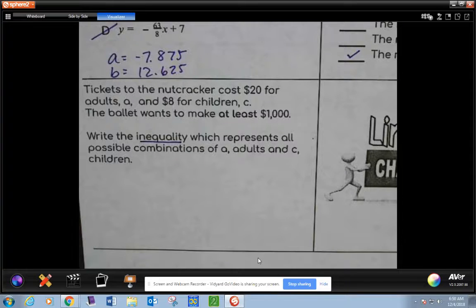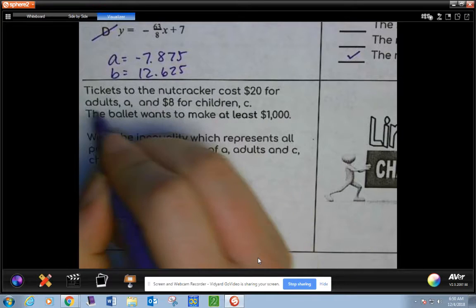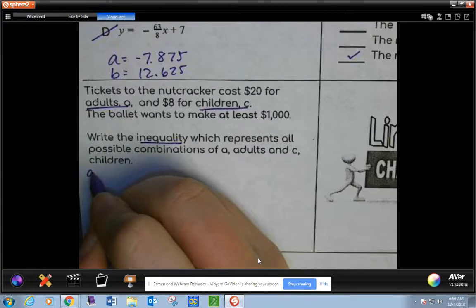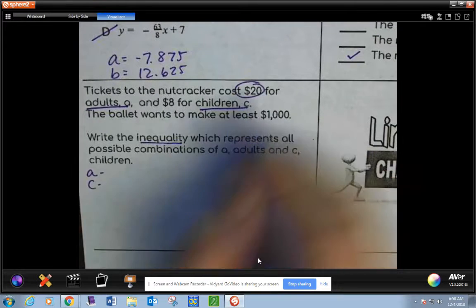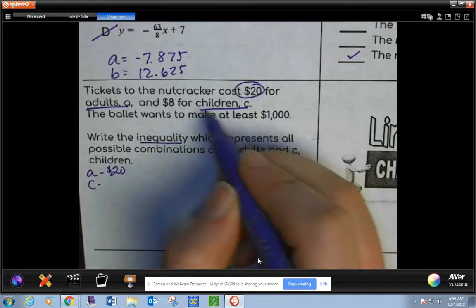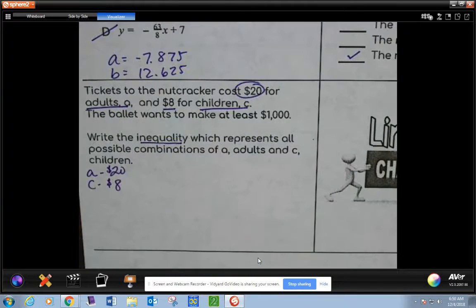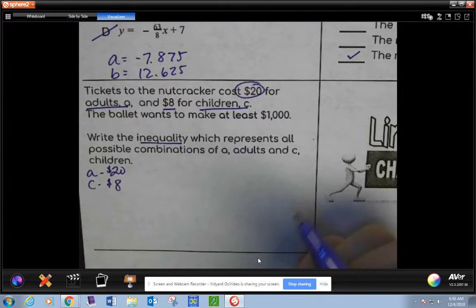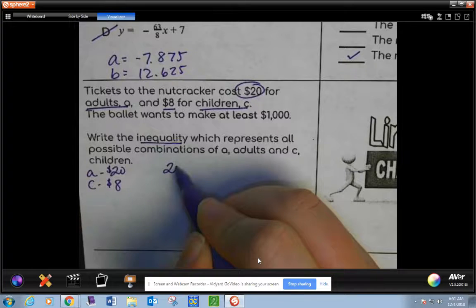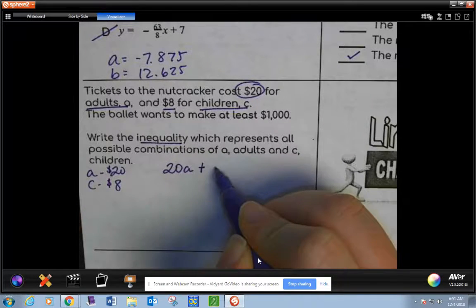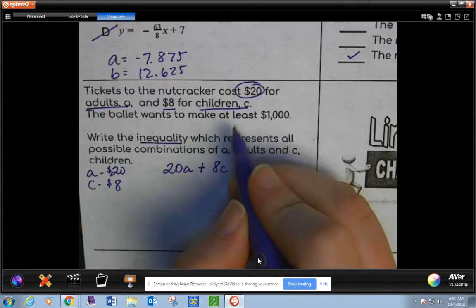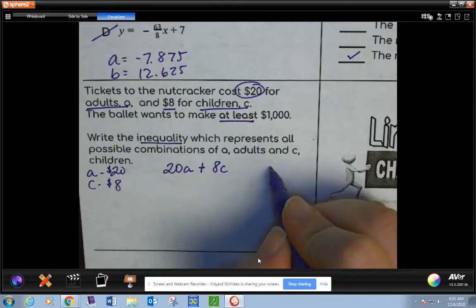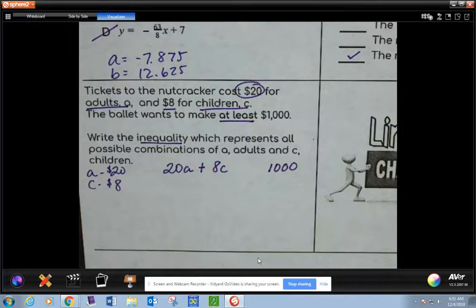Okay, so the first thing you're going to look at is the two things that we're talking about. We're talking about adults and we're talking about children. So A and C. Okay, I know that adults cost me $20 and I know that children cost me $8. Since we're talking about two things, we're going to use standard form. So when I'm using standard form, I'm just going to put 20A plus 8C, so the cost with the type of ticket. And then it says at least $1,000. So 1,000 is my total. So I'm going to put that on the far right side.